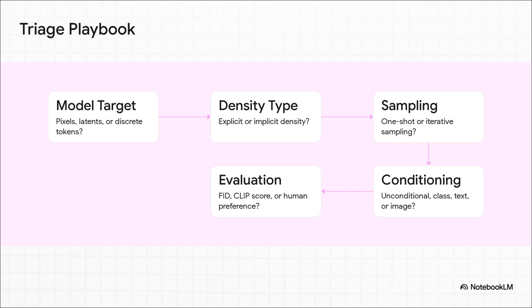First, what exactly is being modeled? Are we talking pixels, latents, or discrete tokens? Second, is the density explicit or implicit? Third, is the sampling iterative, meaning slow, or is it one-shot? Fourth, what is the conditioning guiding the output? And fifth, what evaluation metric are they actually using? Seriously, answering these 5 questions instantly cuts right through the marketing hype.